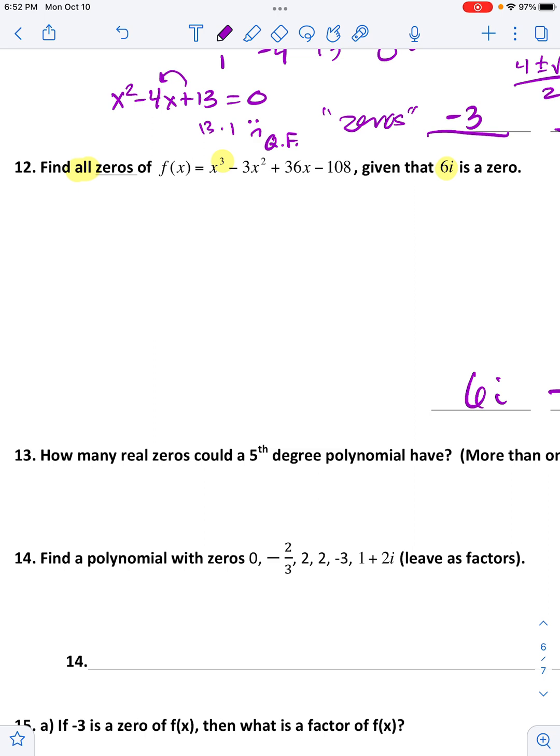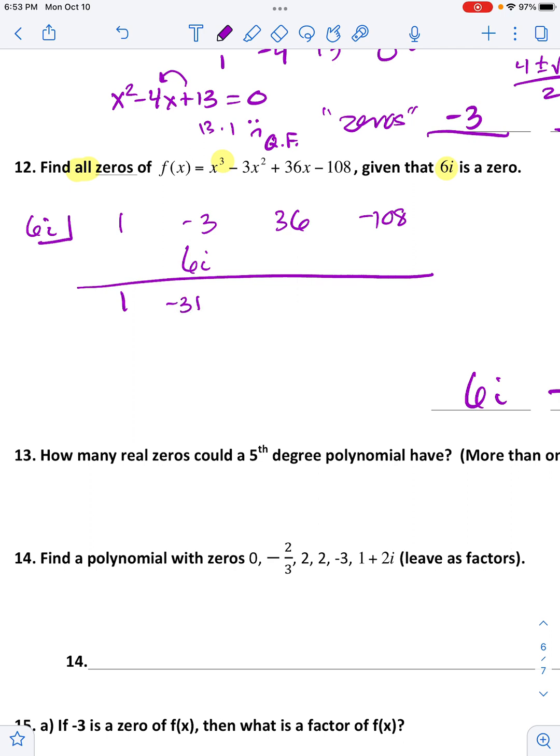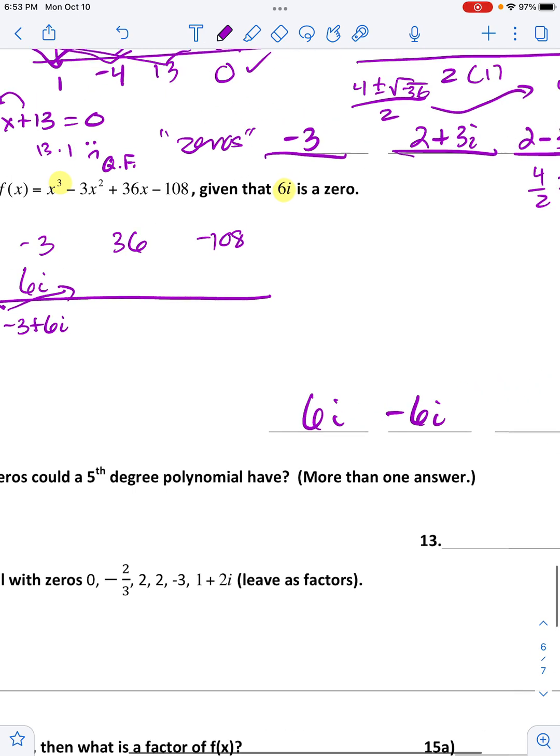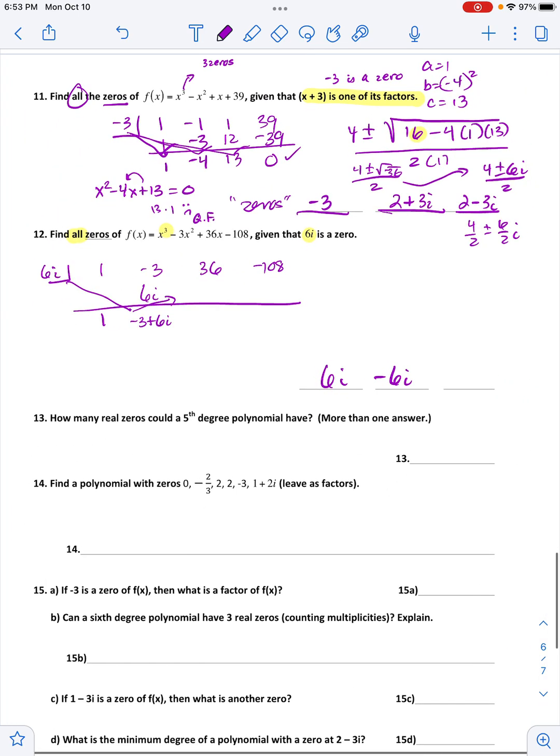So I'm going to go ahead and start with 1x cubed, negative 3x squared, 36x, and then negative 108. And I'm going to put a 6i in the box, which is going to get yucky, but I can survive. So I drop my 1, and I'm going to get a 6i here. That's going to give me negative 3 plus 6i. Now I need to do what I always do and multiply this to get the box. So let's go over here and do some work.